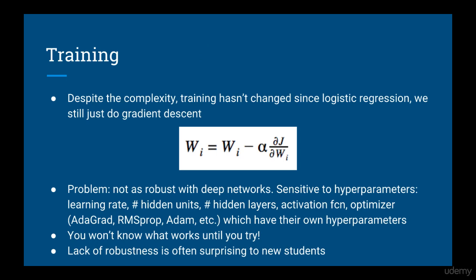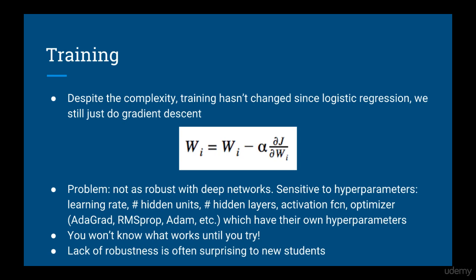There are a lot of different choices you have to make when it comes to neural networks, and it's not clear what works and what doesn't until you try. We can modify the learning rate, the number of hidden layers, the number of hidden units per layer, the activation function, and even the type of gradient descent optimization, like AdaGrad, RMSProp, or Adam.